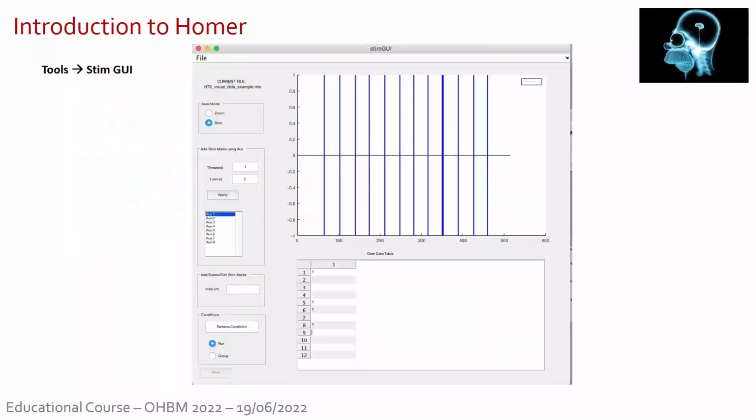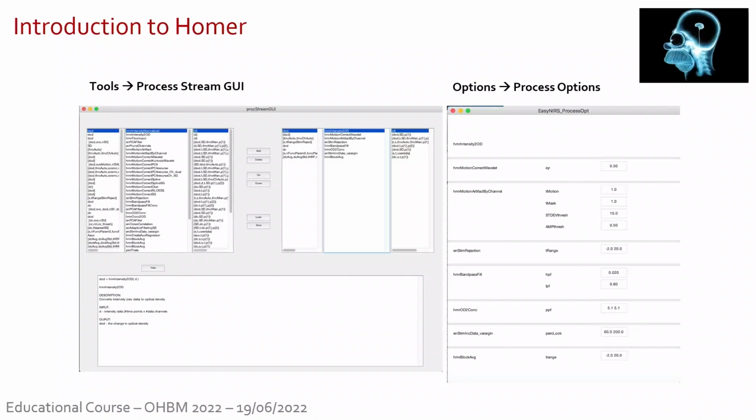You have different wavelets. And again, if you click on Tools and StimGUI, you see all the different conditions, and you can exclude or include a condition based on, for example, looking time, or for whichever reason you want to exclude or include a condition.